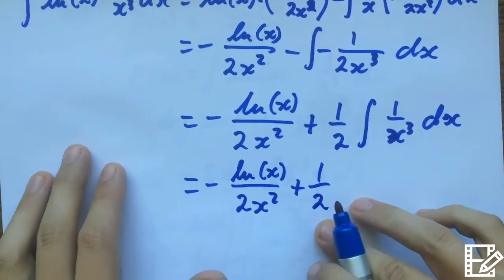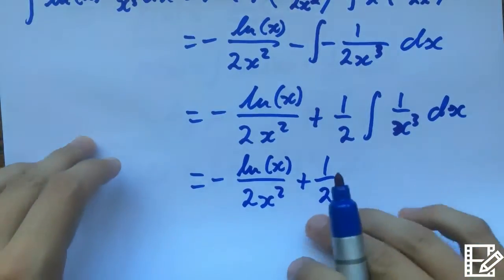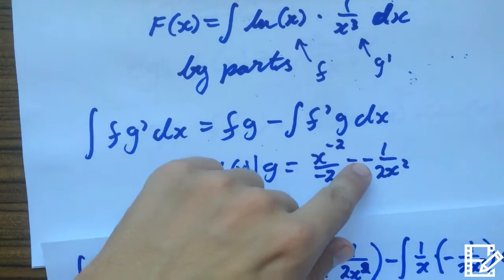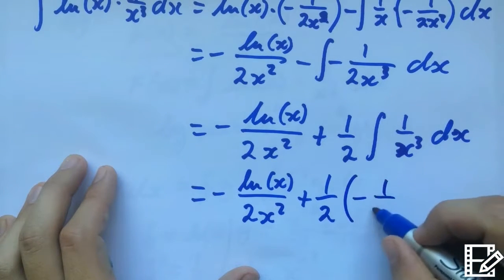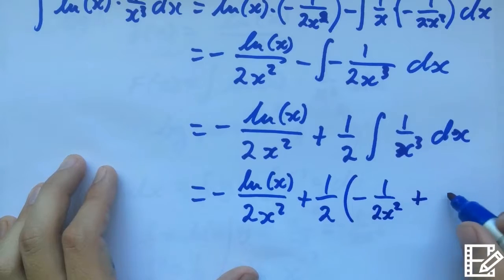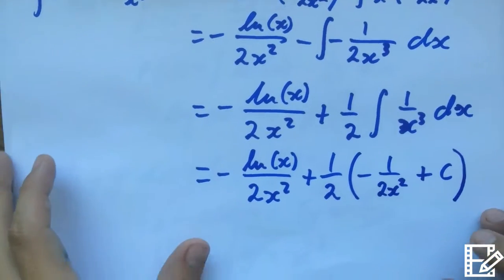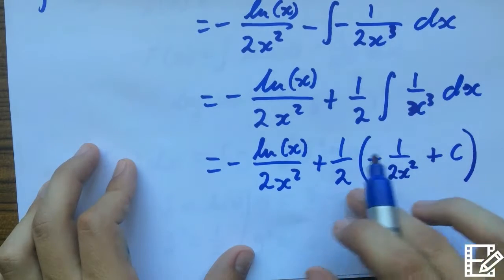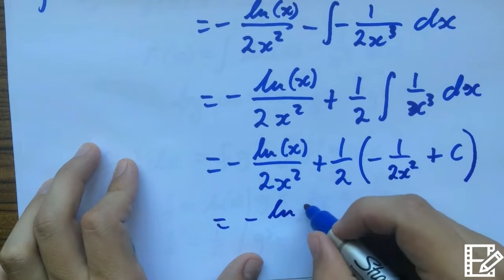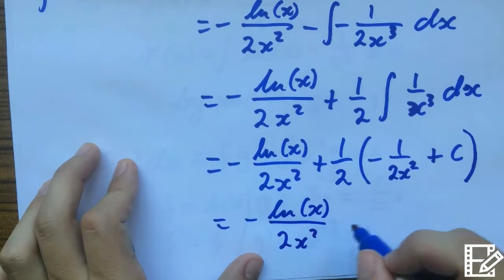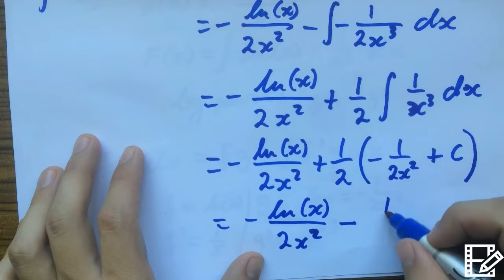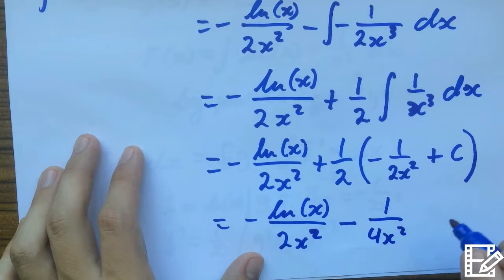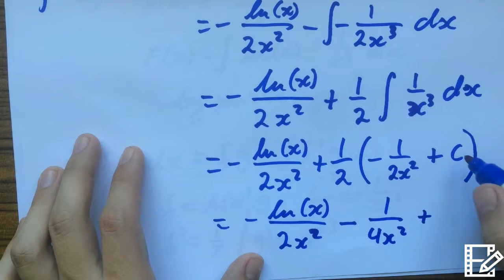We said that the integral of 1 on x to the power of 3, which we had up here, was negative 1 on 2x squared plus c. Okay, so what I'm going to do now is just expand this out, and we'll get negative ln of x on 2x squared minus 1 on 4x squared plus c on 2.